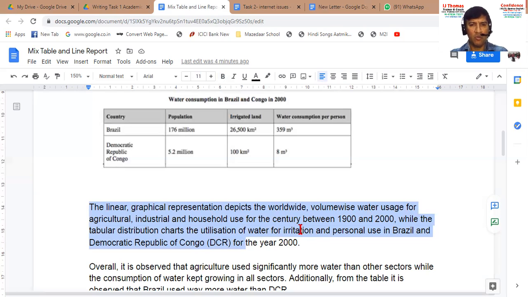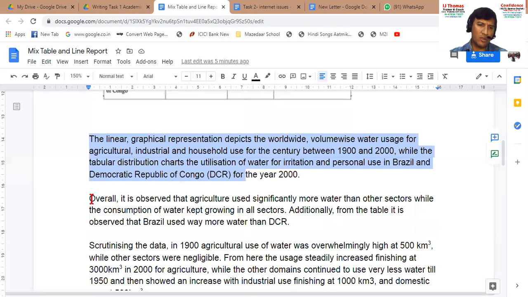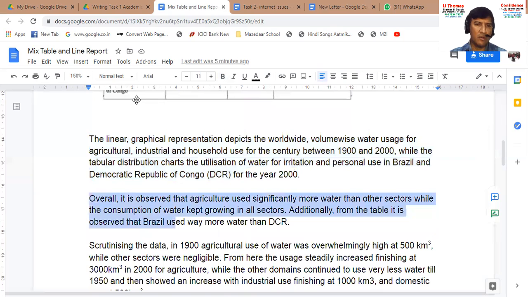That's too stressful, and it just shoots up your word limit. Then you see how I put the overall statement. Can you read the overall statement? Overall, it is observed that agriculture used significantly more water than other sectors, while the consumption of water kept growing in all sectors. Do you agree? Consumption kept growing in all sectors.